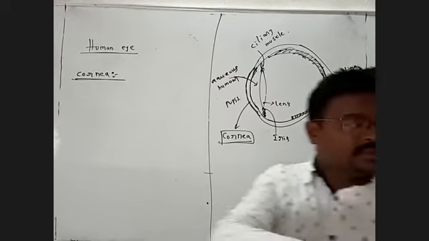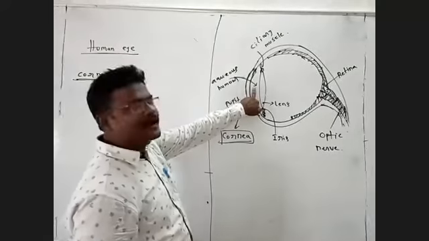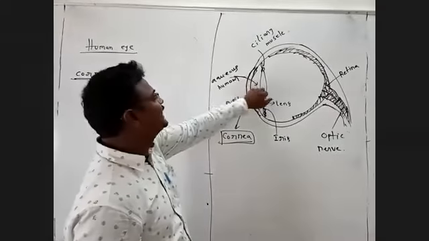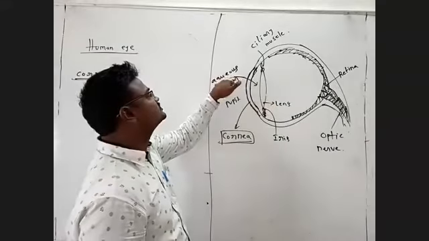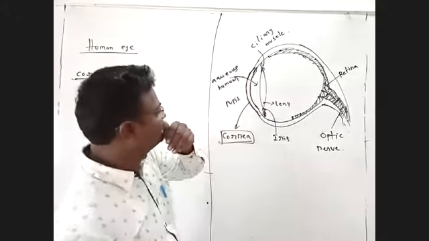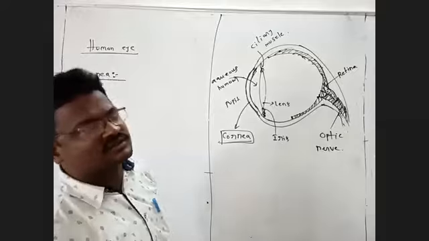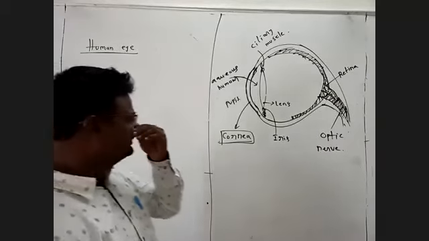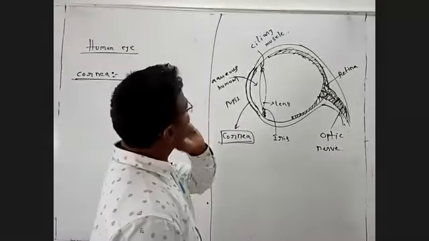Aqueous humor. This is the gap between the cornea and the lens, filled with liquid. There is an aqueous humor. You know very well, this is a transparent liquid.